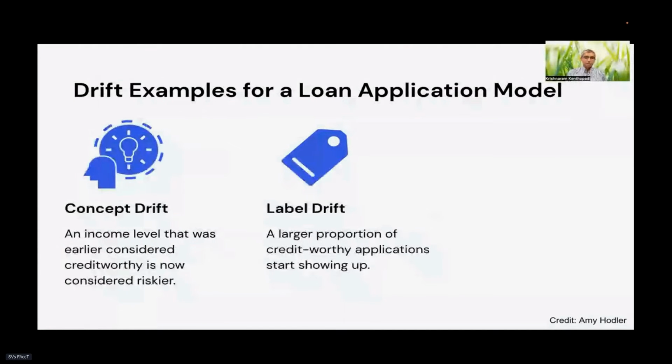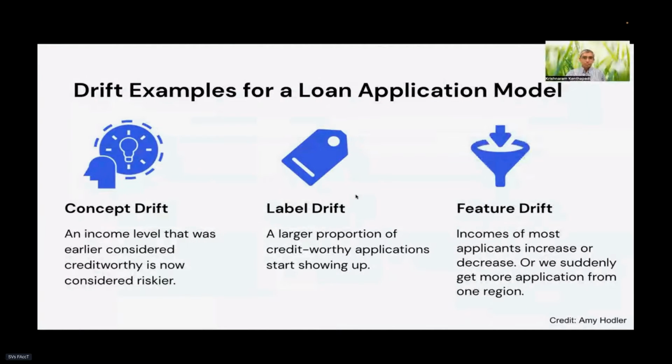An example of this might be a larger proportion of creditworthy applications starting to show up. This may simply be because the model was trained on the overall population, but deployed perhaps in a more affluent area. As a result, the model starts seeing applicants who are more affluent and consequently maybe more creditworthy than the general population.